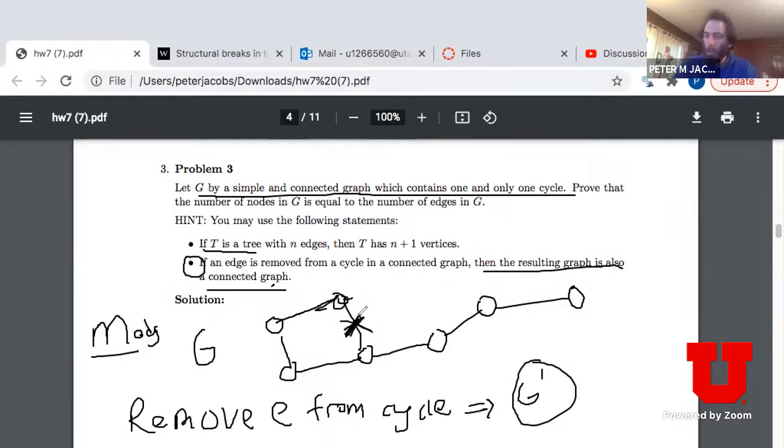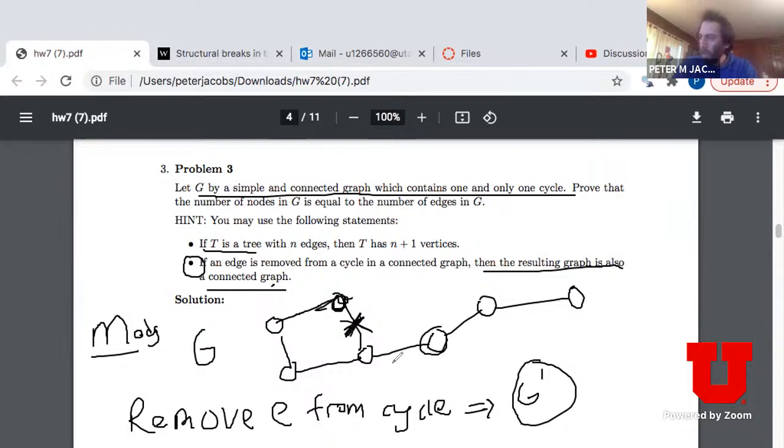We removed the edge from the cycle, but you can still get from this vertex to any other vertex in the graph. All of the vertices that were connected before removing the edge are still connected, which is all of the vertices in the graph, because the graph was connected.